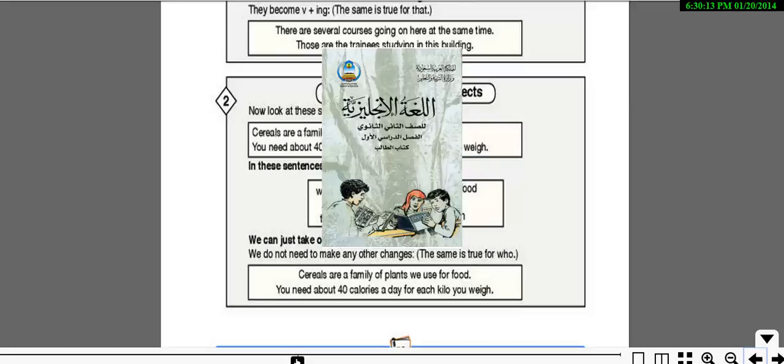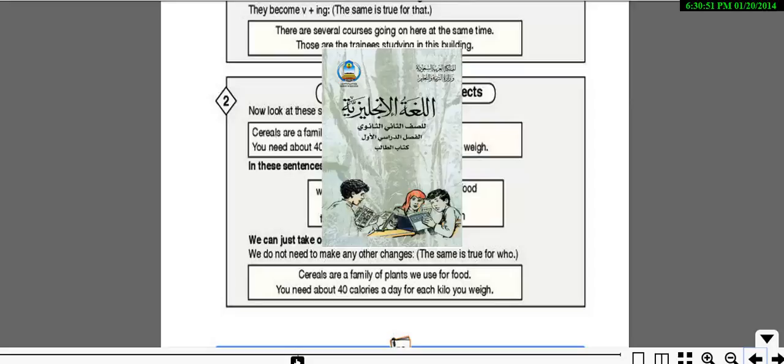Cereals are a family of plants which we use for food, and you need about 40 calories a day for every kilo that you weigh. So, what is that supposed to be? What's the difference between this one and this one in the box? Cereals are a family of plants we use for food. So we just put here which, and actually two sentences: we use for food, and cereals are a family of plants. So two parts of the sentence, two sentences, were connected in one sentence. Whether you add which or not, they are still connected in one sentence. So you could just remove which, and you don't really have to worry about adding or removing anything.